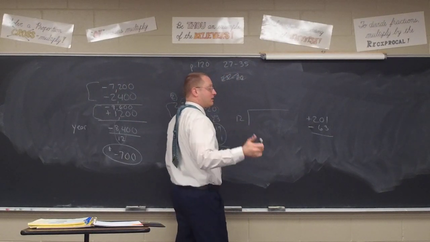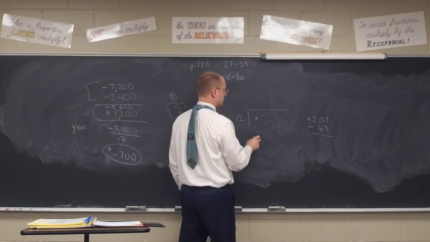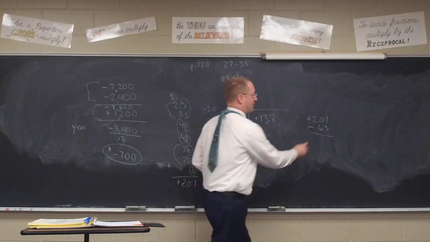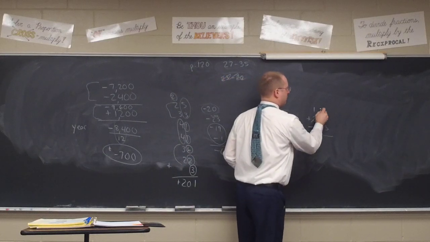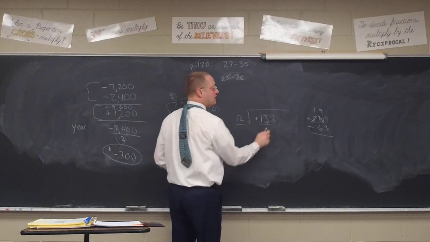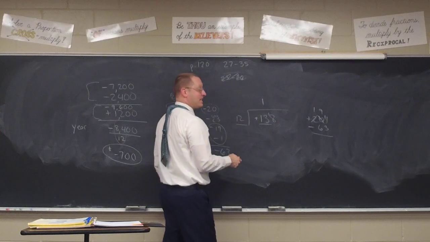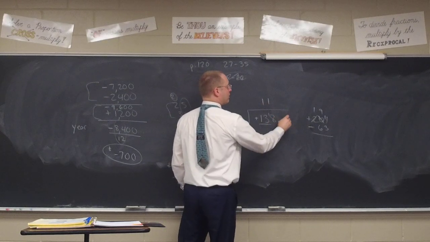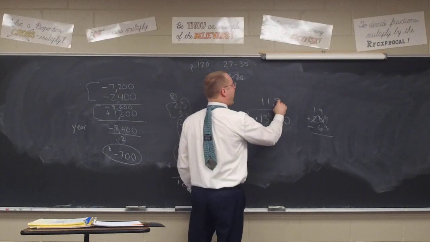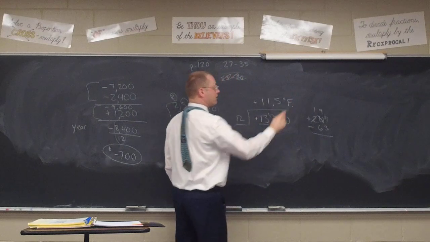Call it when you've got it. Careful. Positive 138 should be correct, right? If we borrow, positive 138. Divide that by 12. 12 goes into 13? Once. Once with? One. One left over. 12 goes into 18? Once. With? Six. Six left over. 12 goes into 60. Five. So the average temperature was positive 11.5 degrees Fahrenheit.